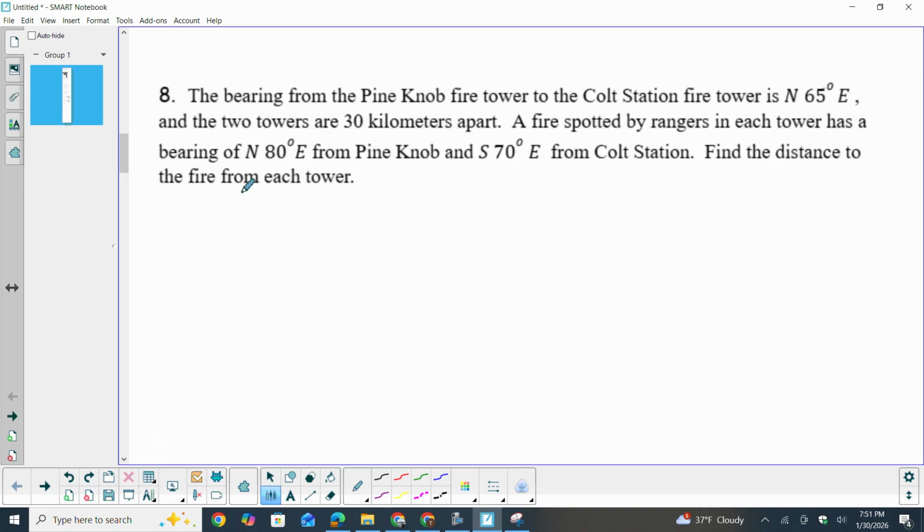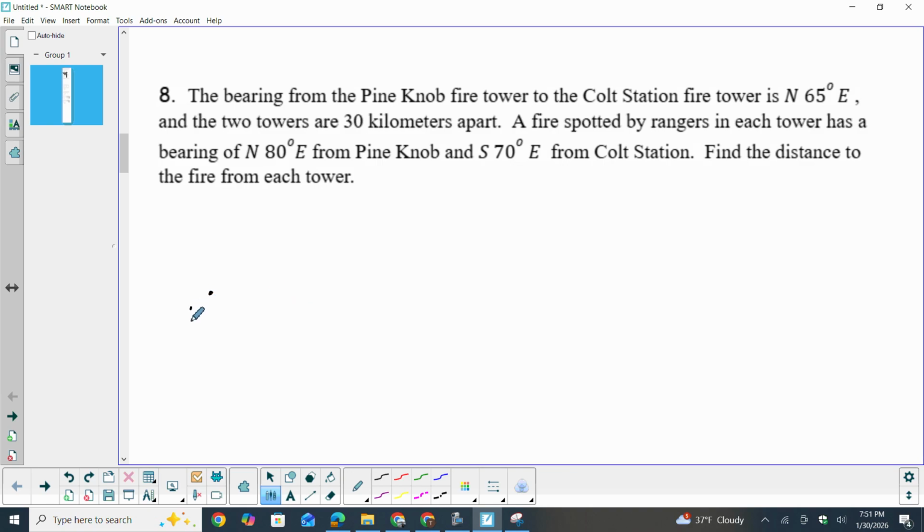Question 8. Read through the problem, get a feel for it. The bearing from Pine Knob Fire Tower, so we have Pine Knob Fire Tower sitting somewhere out here, to Colt Station Fire Tower is 65 degrees east of north. So here's north, 65 degrees east. Well, that's west. We're going east of north. I think I said west when I was up here above. Sorry.